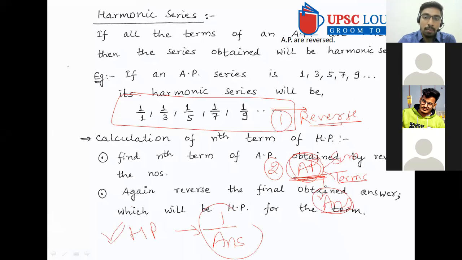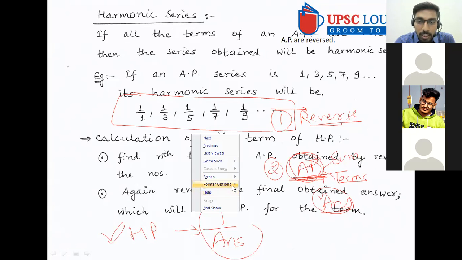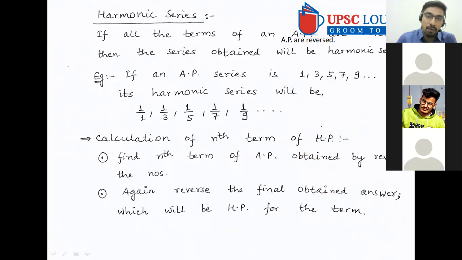Okay, so the same thing is written here. Find the nth term of the AP obtained by reversing the numbers. Again, reverse the final obtained answer, which will be the term for the HP. HP is nothing special, HP is the reverse of AP. That's it. Okay. Is it clear?